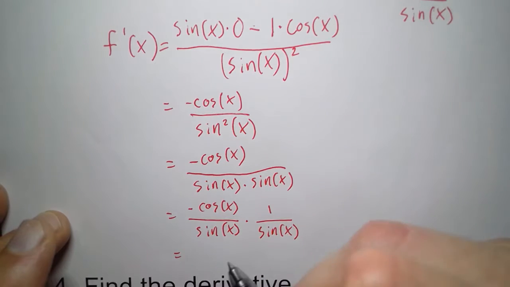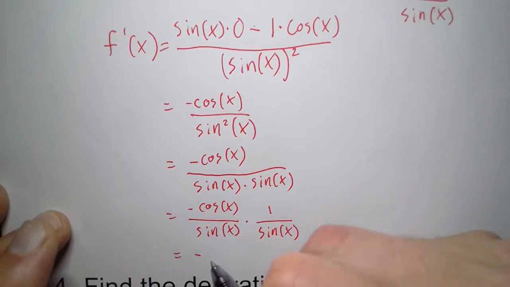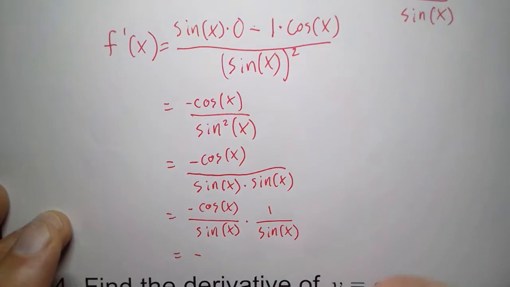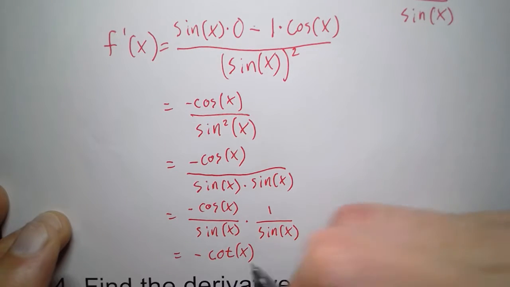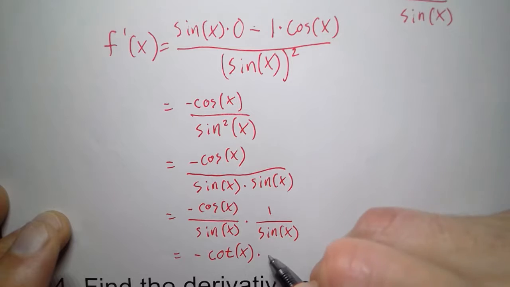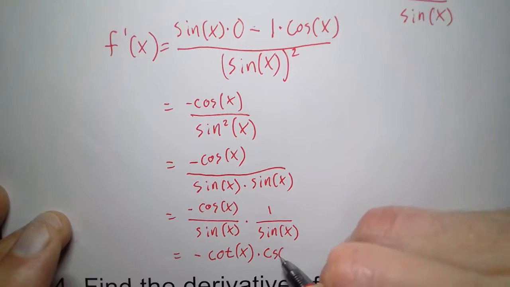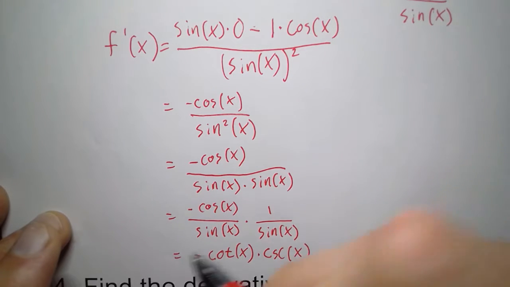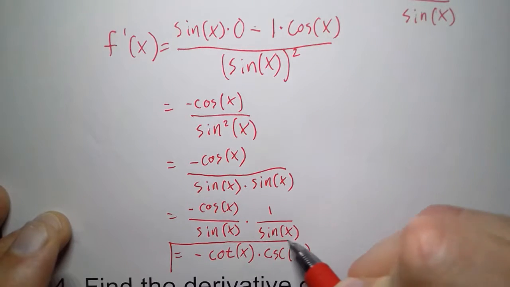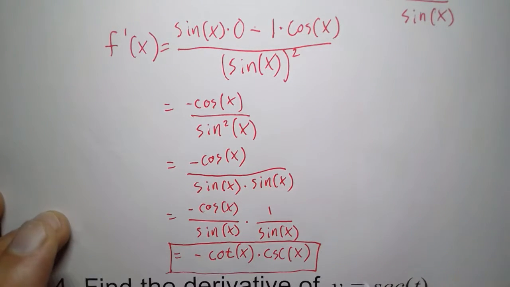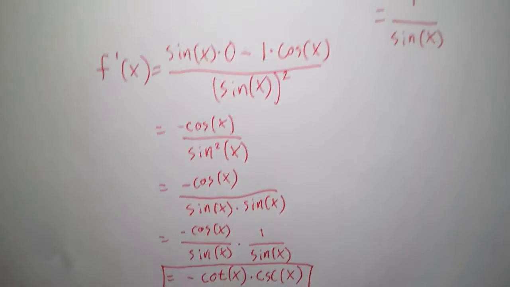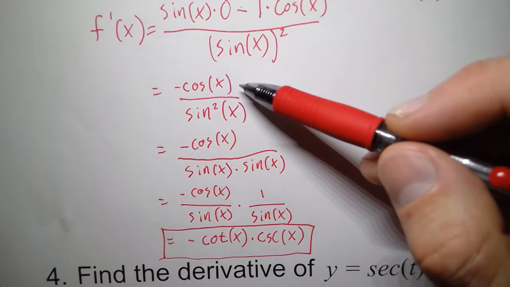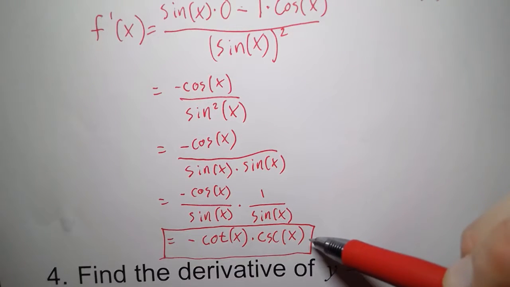And so we have negative cosine of x over sine of x, so that's cotangent of x, times 1 over sine of x is cosecant of x. And this is what you will see in most resources when you look up the derivative of cosecant. It'll be written like that. Is this up here wrong? No, but the consensus is this is the form that they're going to tend to use.